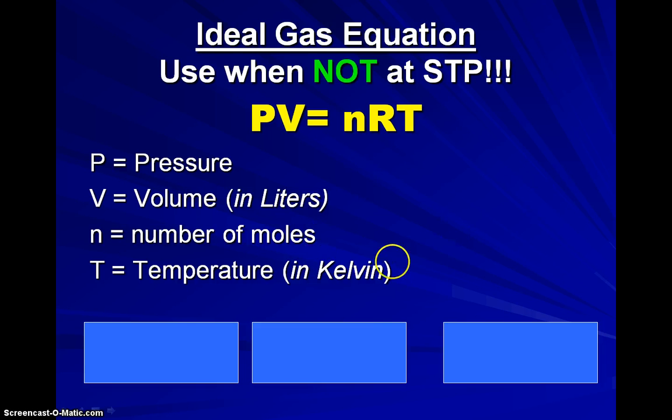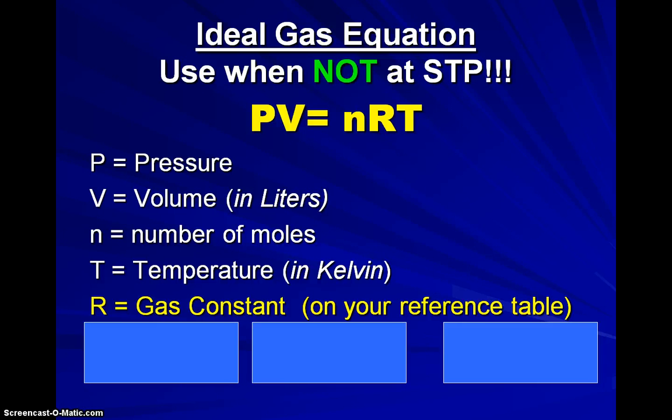Again, I mentioned before that it's a good habit that whenever we're doing a gas law problem, we convert to Kelvin from Celsius. Lastly, there's the R, which is the gas constant, and this is located on your reference tables.